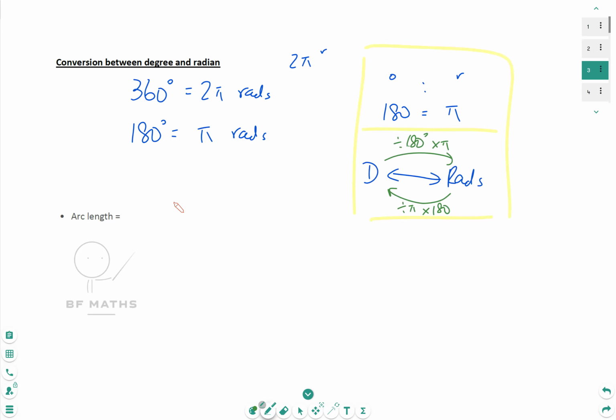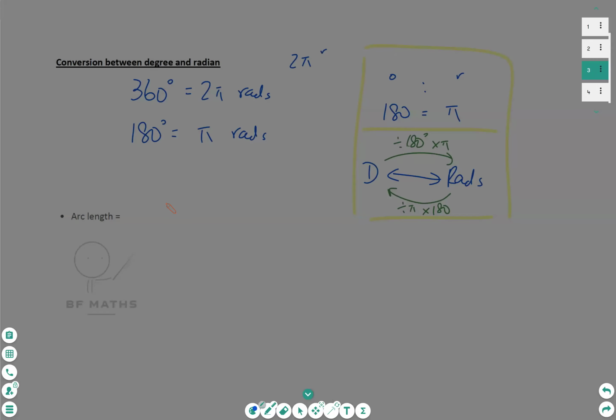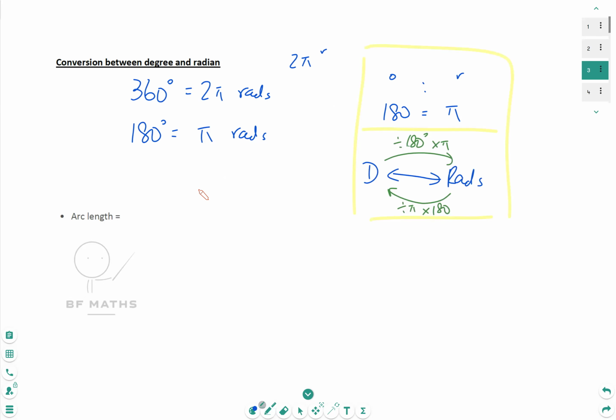Right, so arc length. What about arc length? Now you've learned arc length in GCSE: 2 pi r, the circumference, times theta over 360°. That's what you've learned about arc length, right?